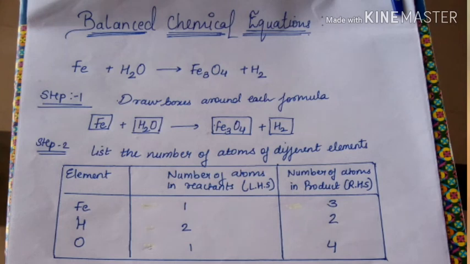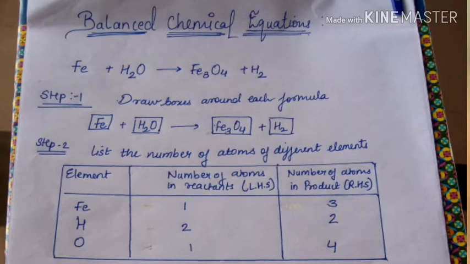Now we will make 3 columns. One for element, another for number of atoms in the reactant, that is LHS, and another for number of atoms in the product, that is right hand side, RHS. So now let's count the atoms of the elements on both sides. On the left hand side there is 1 iron and on the right hand side there are 3 iron.